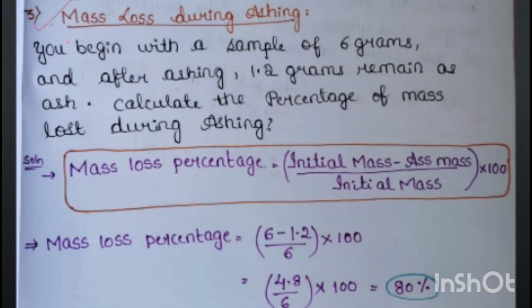Next, coming to the mass loss during ashing. You begin with a sample of 6 grams and after ashing 1.2 grams remain as ash. Calculate the percentage of mass loss during ashing. Mass loss percentage is equal to initial mass minus ash mass, divided by initial mass, times 100. The initial mass they have given is 6 grams, minus ash mass 1.2 grams, divided by initial mass 6 grams, times 100. We get 80% mass loss during ashing.